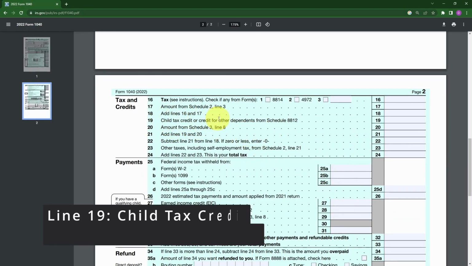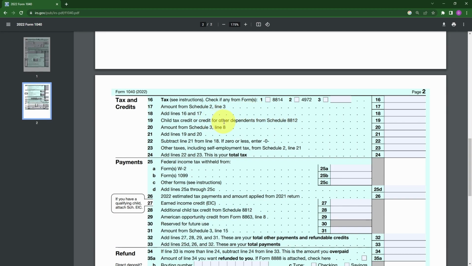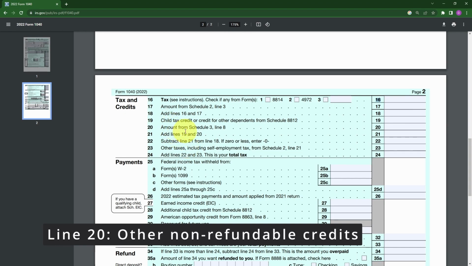Line 19 is going to have your child tax credit. This is the non-refundable portion. It also includes the credit for other dependents. So you should see something here if you have any tax liability, and that's going to be on line 16. If you have any other tax credits that are non-refundable, they're going to be listed on line 20.